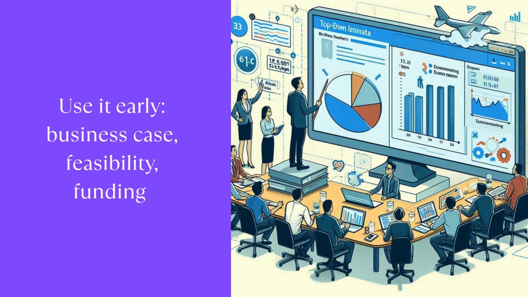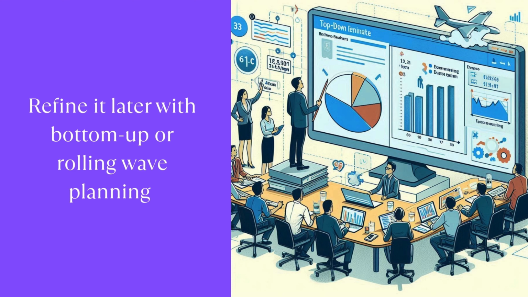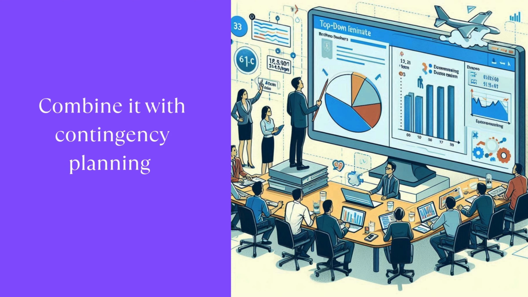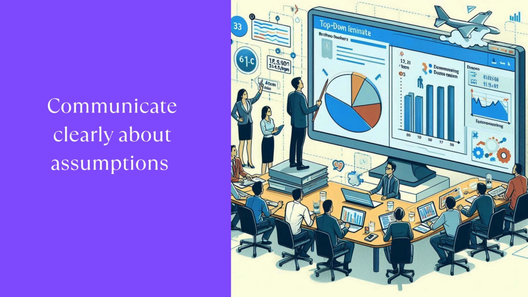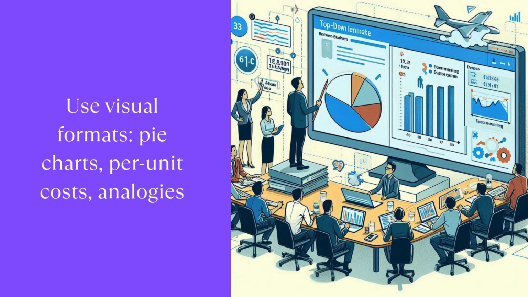Using top-down estimating effectively isn't just about numbers, it's about strategy. Use it early: business case, feasibility, funding. Refine it later with bottom-up or rolling wave planning. Combine it with contingency planning. Communicate clearly about assumptions. Use visual formats, pie charts, per unit costs, analogies. Top professionals use top-down to lead, not guess.